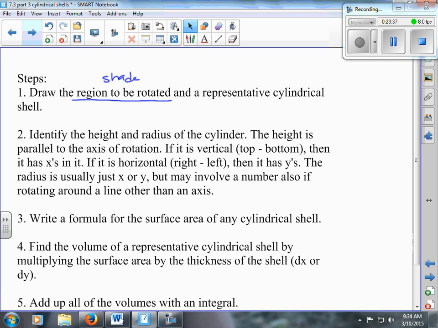Write the formula for your surface area of a cylindrical shell. Plug in your r and h that you found in step 2. Find the volume by multiplying by dx or dy and add them all up with an integral. Number 2 is the hard step, right? Well, number 1 can be hard too.